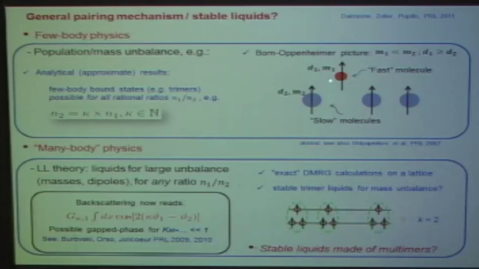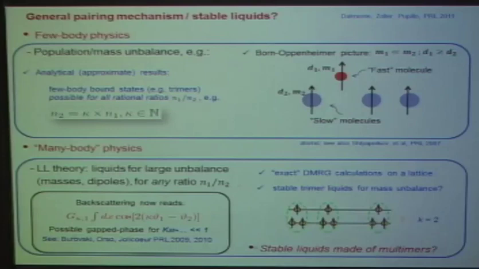And so you should be able, in principle, from a Born-Oppenheimer picture, when the global kinetic energy is very small, to form a bound state of this object. So in principle, you should have a possibility of forming bound states for any ratio of densities in the two layers, as long as you have enough mass imbalance and enough possibility of changing your dipole strength.